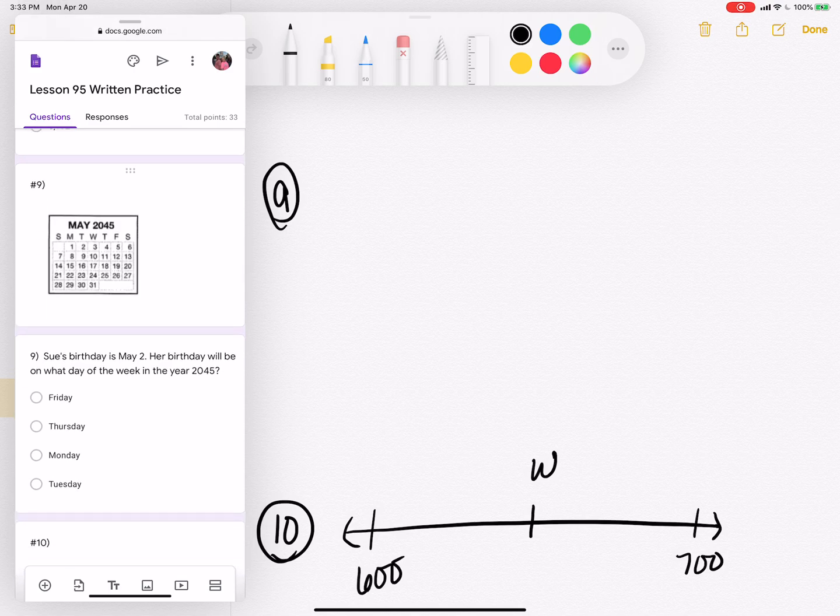Number 9, take a look at this calendar. Sue's birthday is May 2nd. Her birthday will be on what day of the week in the year 2045? So find the second. S, M, T. Sunday, Monday, Tuesday.